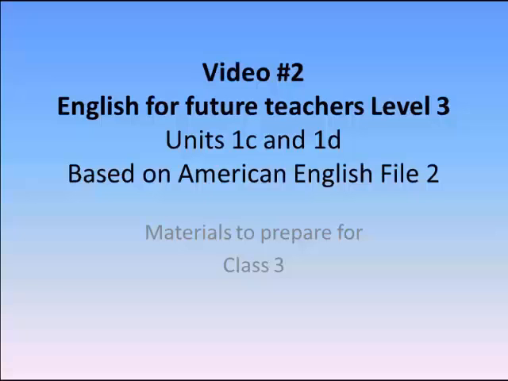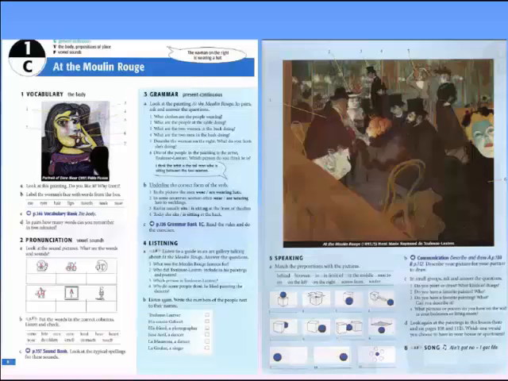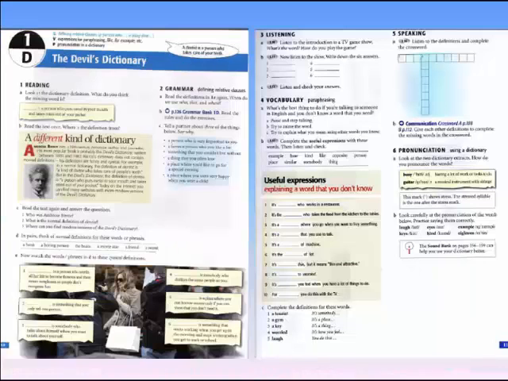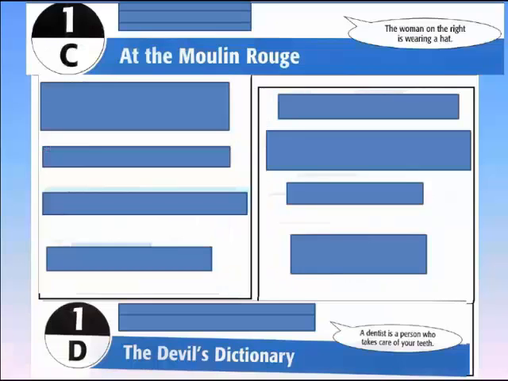Hi, this is video number 2 of English for Future Teachers Level 3. Here we will present Units 1C and 1D, and it is based on American English File 2. You need to look at these materials to prepare for Class 3. Here is a general view of Unit 1C, and here we have a general view of Unit 1D.